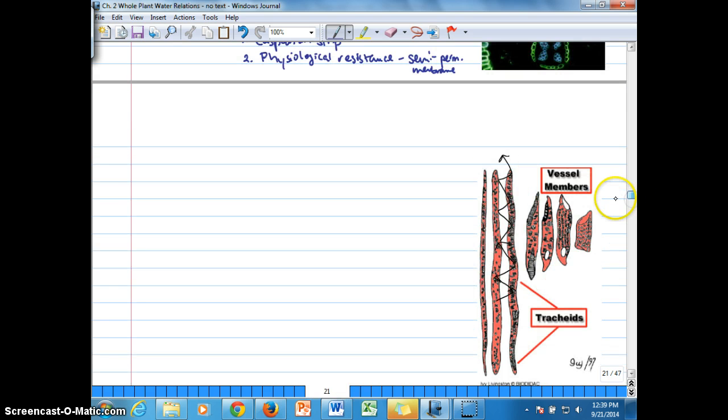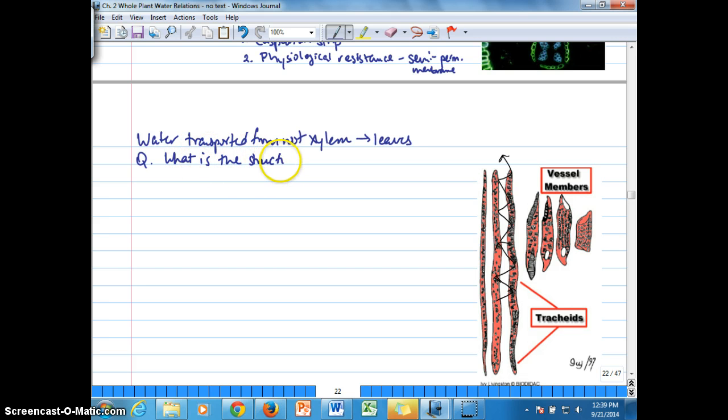So now that we see water has entered the xylem in the root, we can now refer to how water is transported from the root xylem up through the stem to leaves. Okay. So to talk about that process, we want to basically review what is the structure of xylem.